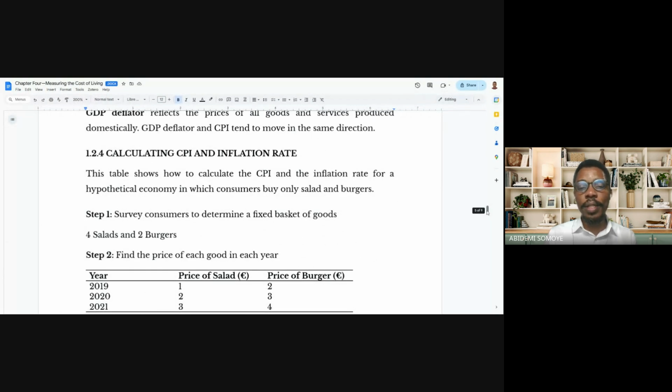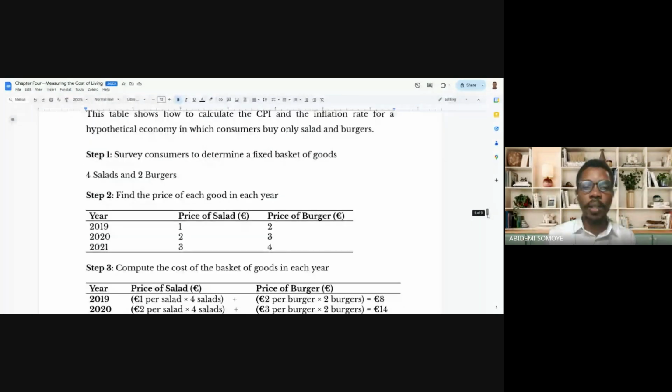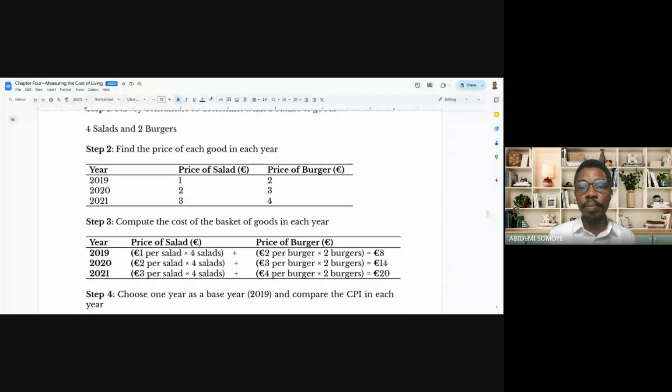So the table shows how to calculate the CPI and the inflation rate for a hypothetical economy in which consumers buy only salad and burgers. So step one, survey consumers to determine a fixed basket of goods. So that fixed basket of goods here, we have 4 salads and 2 burgers. So let us see the prices at which salads sell for 2019, 2020, 2021, and the prices at which burgers sell for 2019, 2020, and 2021. So you can see the prices 1, 2, 3 for salad and 2, 3, 4 for burger.